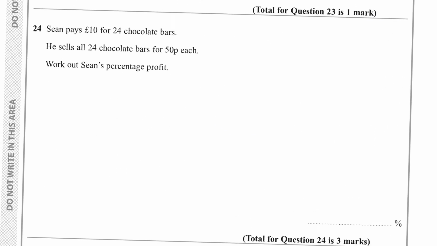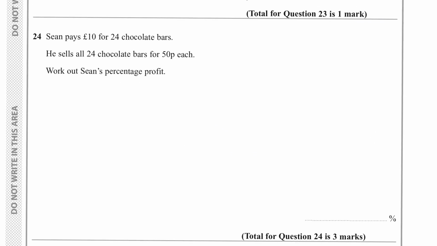So Sean pays £10 for 24 chocolate bars. Basically, it says that he sells all 24 chocolate bars for 50p each. We need to work out his profit. So if he's selling them for 50p each, that's £0.50 times 24, aka half of 24.